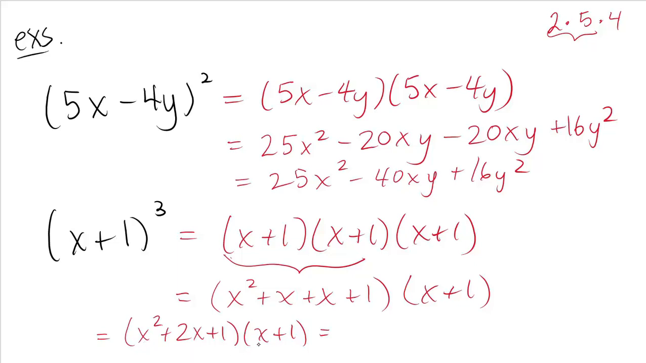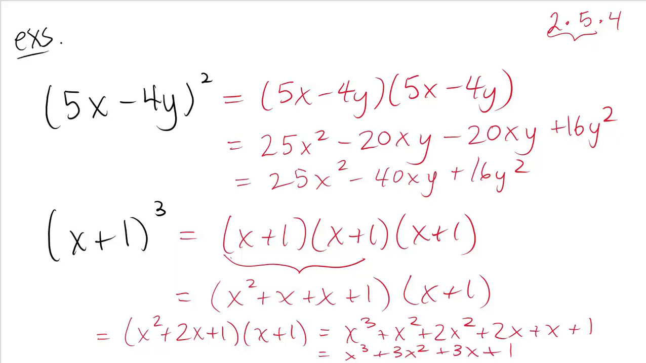I take x squared times x, that's x cubed. Then I take x squared times 1, that's x squared. Then I take 2x times x, that's 2x squared. And then I take 2x times 1, that's 2x. Then I take 1 times x, that's x. And then I take 1 times 1, that's 1. And then I collect my like terms. I get x cubed plus 3x squared plus 3x plus 1.